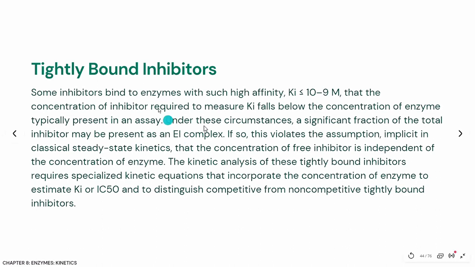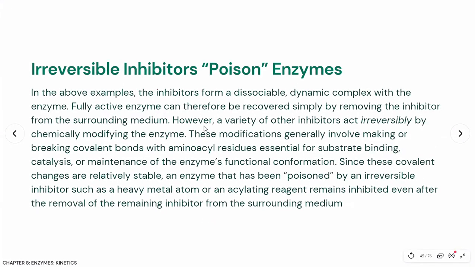So there are some inhibitors that bind tightly to the enzymes. And instead of an ES complex, enzyme and substrate complex, we have an EI complex, enzyme inhibitor complex. Irreversible inhibitors are called poison inhibitors. So they stay there forever, and this destroys already the enzyme, because the enzyme cannot do its normal work anymore.